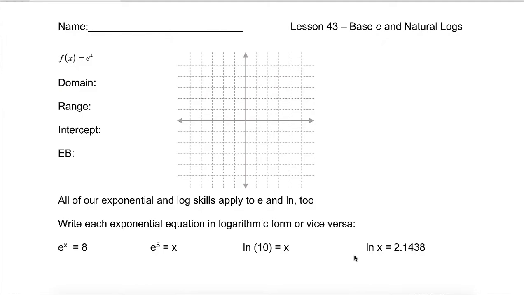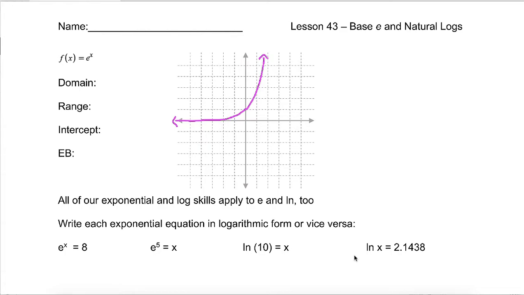So e to the x would behave just like any other number to the x, 2 to the x, 3 to the x. It would be exponential growth that has that horizontal asymptote at y equals 0, and then the growth, and then it just turns up and gets very steep. That is e to the x.